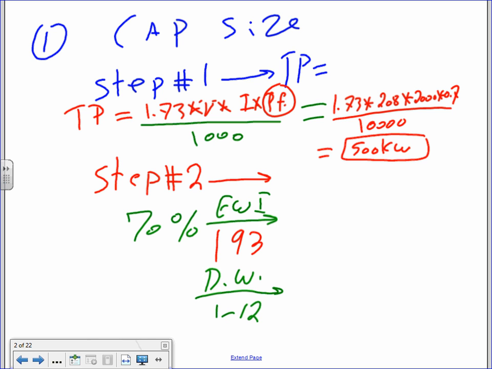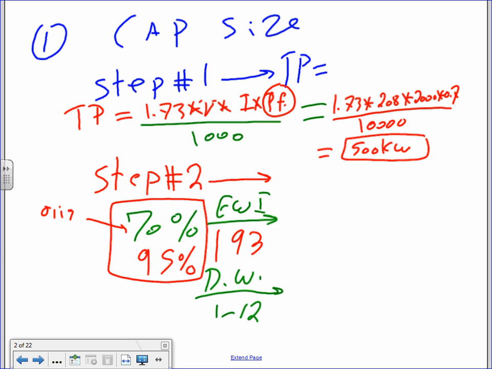The next step that you need to do, Adam, after you do this, is step two. You need to take the 70% power factor, take it to Electrical Wiring Industrial, page 193, or DeWalt page 1-12. And remember, you're correcting to 95%. These two factors: original and corrected. So you take the original and corrected. Everybody knows how to use this table, gentlemen. Go to page 193 and find yourself a capacitor.